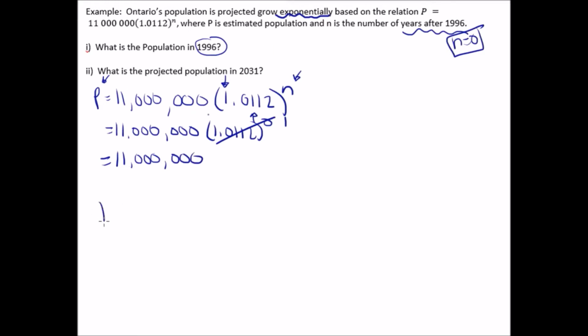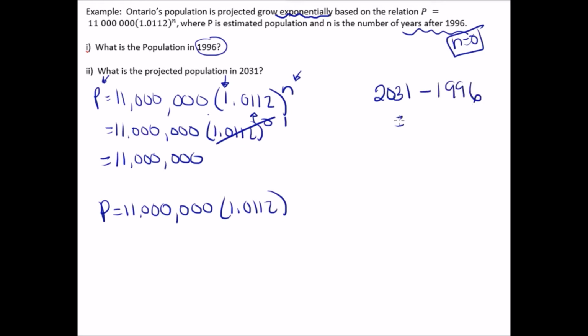Okay, and what is the projected population in 2031? Well, in order to calculate this, what we have to do is we have to figure out how many years are between 2031 and 1996. So I would go ahead and subtract those. 2031 minus 1996. 35. Okay, and that's all we have to do because it's at 1.12% annually. 1.0112 raised to the exponent 35. So 16,243,881. And there are no decimals because when we're talking about people, we can't have a fraction of a person.